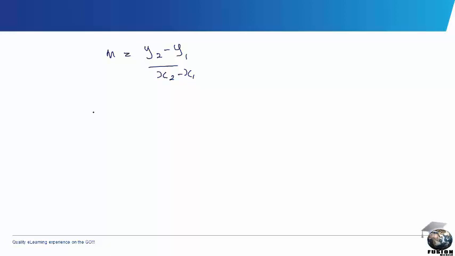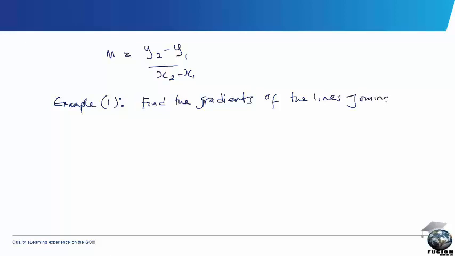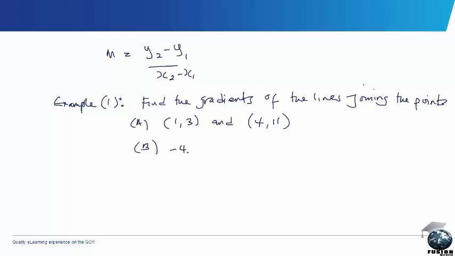For example, we'll pick example 1. You are told to find the gradient of the lines joining the points: A (1, 3) and (4, 11), and B (-4, -2) and (-7, -11).